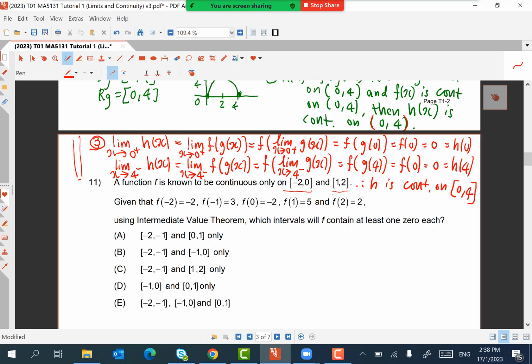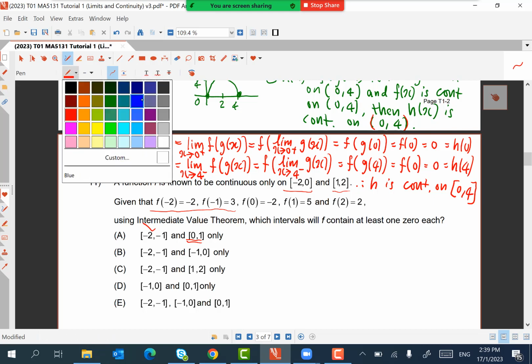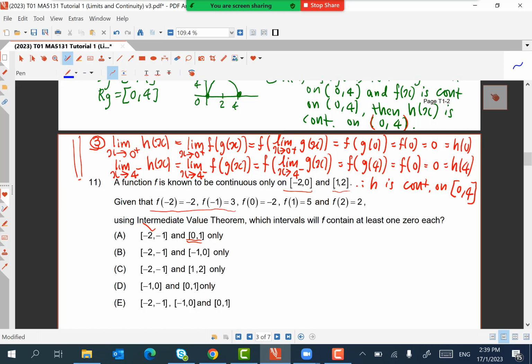So let's check. Between minus 2 and minus 1, yes, there's a change of sign, and the function is continuous over this interval, so this is correct. Between 0 and 1, you can't tell, because the continuity doesn't span over 0 and 1. Can you see? This one here and this is 0. So for that reason we can't be sure, so we have to put a cross.